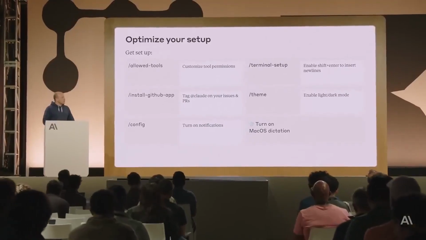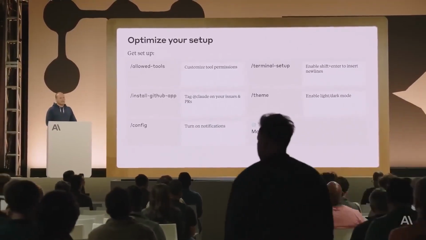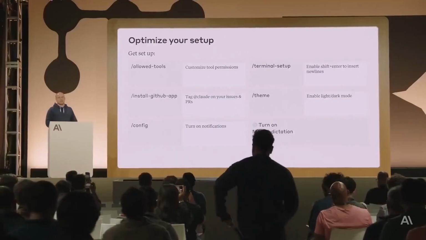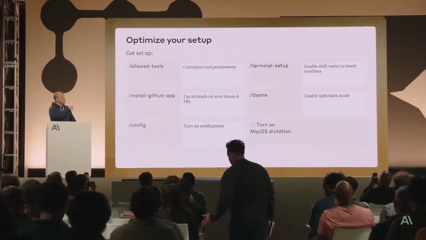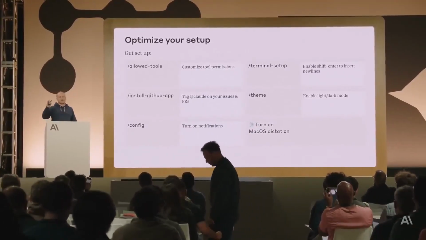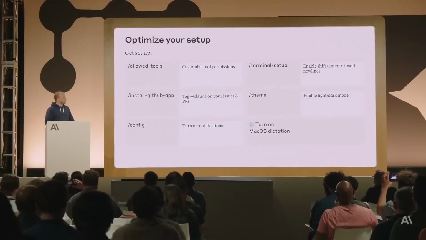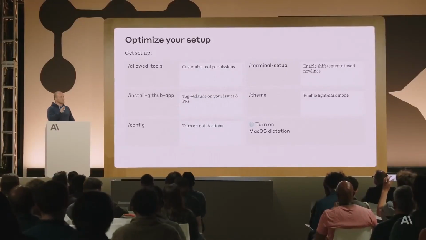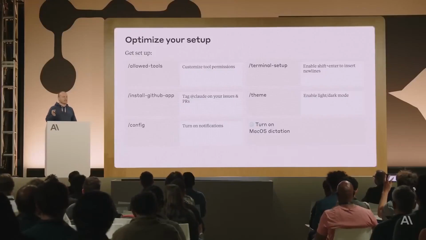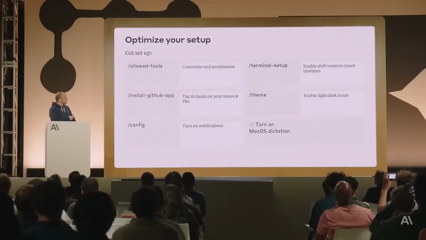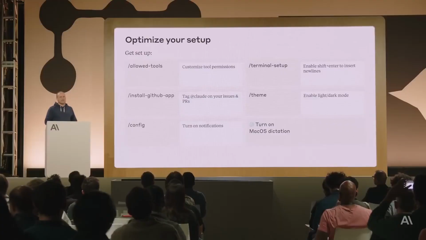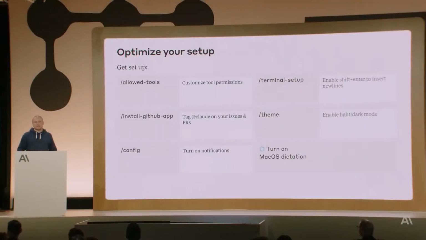As you open up Quad Code for the first time, there are a few things that we recommend doing to get your environment set up. These are pretty straightforward. Run terminal setup. This will give you Shift-Enter for new lines, so you don't have to use backslashes to enter new lines. It makes it a little nicer to use. Do /theme to set light mode or dark mode or Daltonize themes. You can do /install GitHub app. Today we announced a GitHub app where you can mention Claude on any GitHub issue or pull request. To install it, just run this command in your terminal.